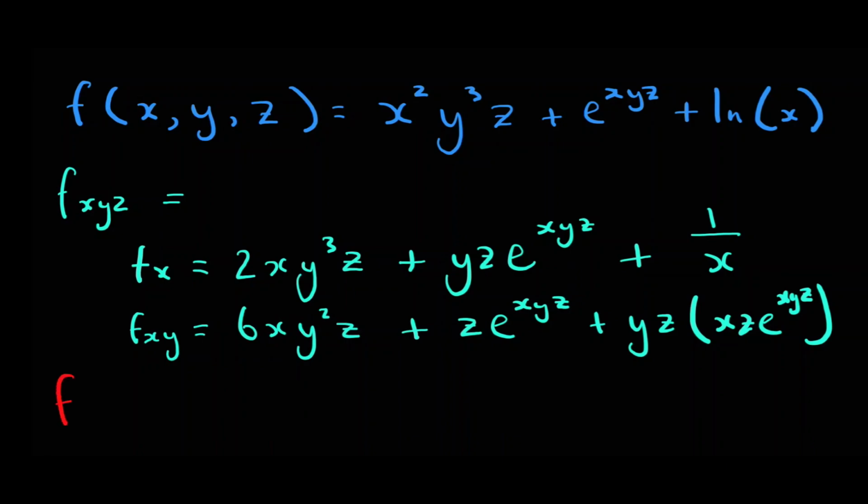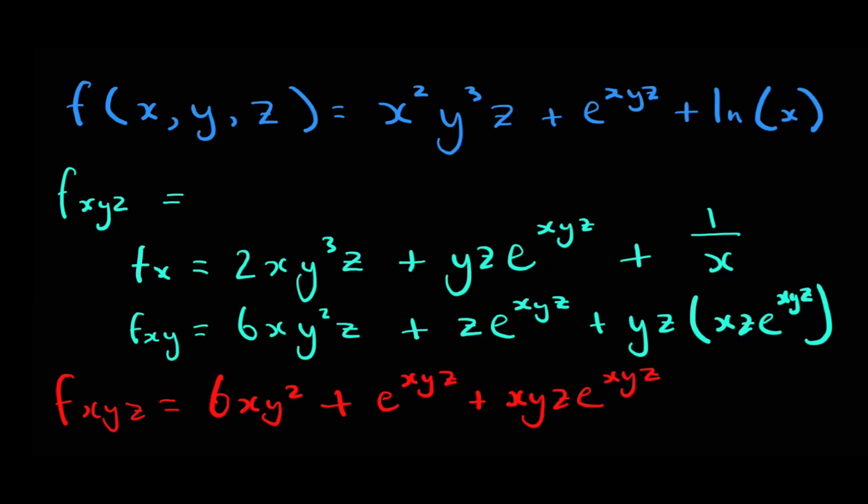And finally, we need to find f subscript xyz by differentiating again, and this time with respect to z. So for the first term, the z's just going to disappear because it's to the power of 1. So it's going to become 6xy squared. Our next term is going to require a product rule again because it's z times e to the power of xyz, and we're differentiating with respect to z. So that just becomes e to the power of xyz plus xyz e to the power of xyz.